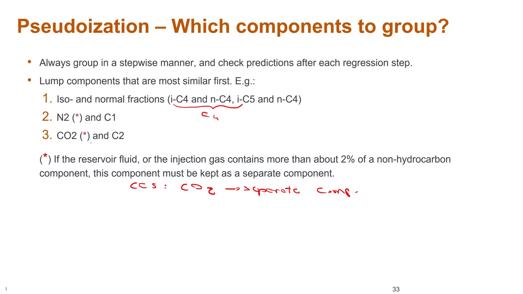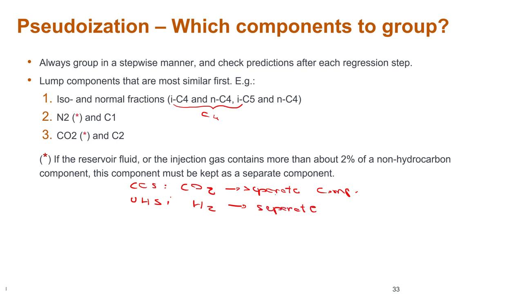So it's important at that point to think about the use of this fluid model in your numerical simulation. The focus is not only on the PVT simulation itself. You need to keep an eye on the use of this fluid for the next step. So if you are injecting CO2 for CCS, CO2 has to be a separate component. The same for underground hydrogen storage. In this case, hydrogen has to be a separate component.